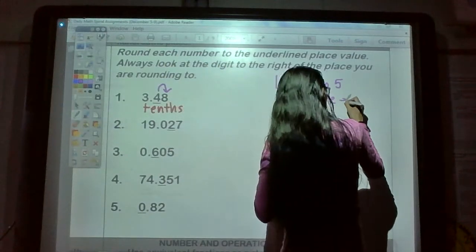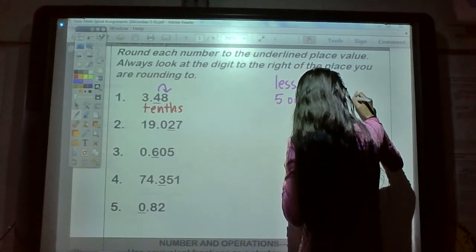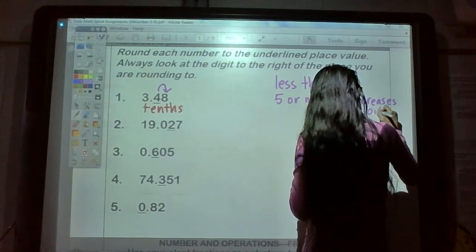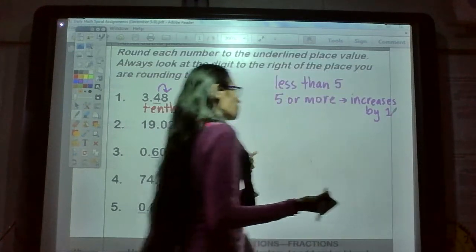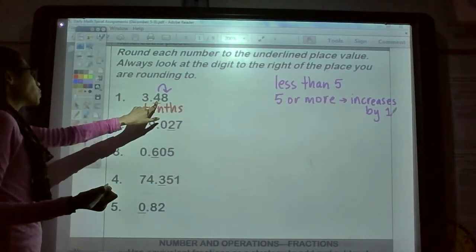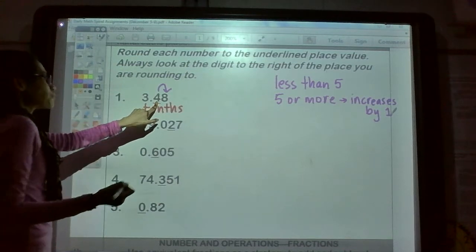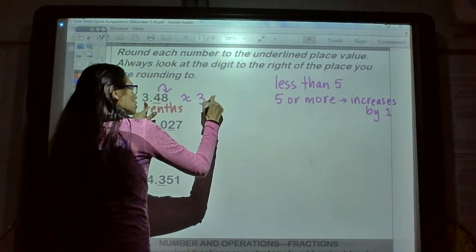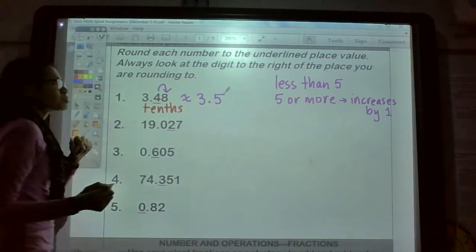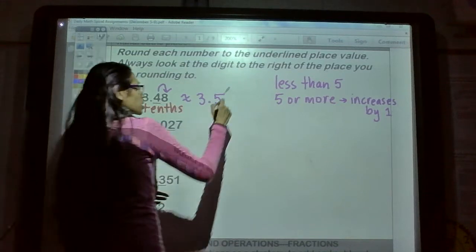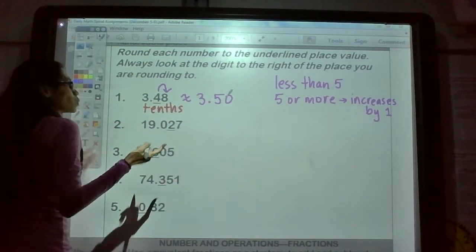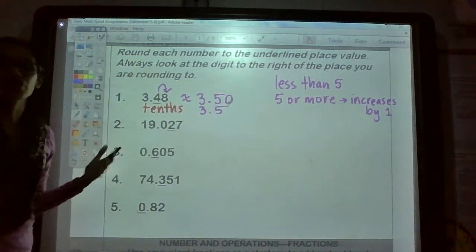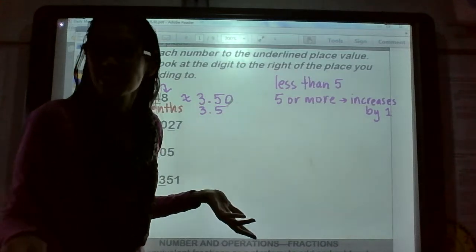So I'm just going to write, it goes up. It increases by 1. So now this 4 becomes a what? It becomes a 5. So I'm going to do my approximate symbol. That 3 stays the same, and then the rest become zeros. So we're going to write 3 and 50 hundredths, which is the same thing as 3 and 5 tenths. You can write either answer, whichever one, because they're the same.